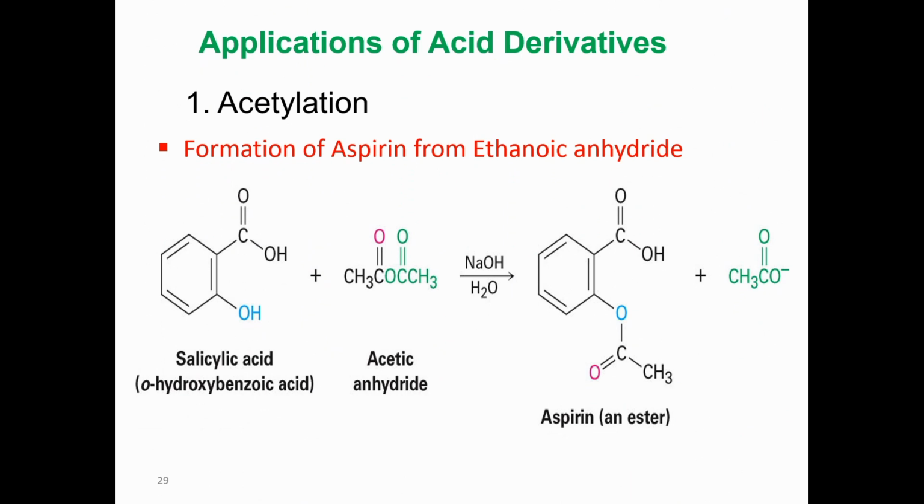What is the application of this acid derivative? In acetylation reaction, these acid derivatives are going to be used to form aspirin. Aspirin is a blood thinning agent that helps in lowering or managing blood pressure. This aspirin is also useful in treatment of acne. So when salicylic acid reacts with acetic anhydride, an ester formed is called aspirin.